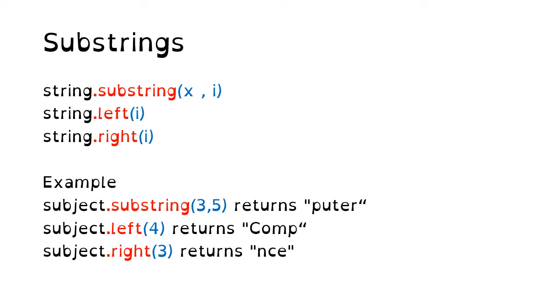Now we have dot left followed by the number of letters. What it'll do is, from the start of the word, count however many letters you want. We'll use 4 for the example and we'll use computer again, so we'll be given "comp", as that's the first 4 letters of the word computer. Right, we'll do it from the other side, so from the end. Let's use the word science, we'll be given "nce", as that's the last 3 letters of the word science.